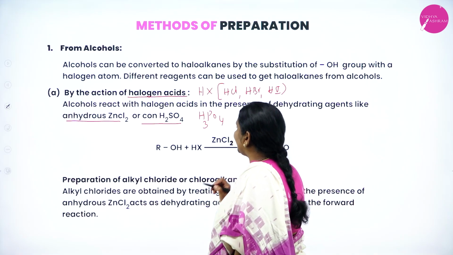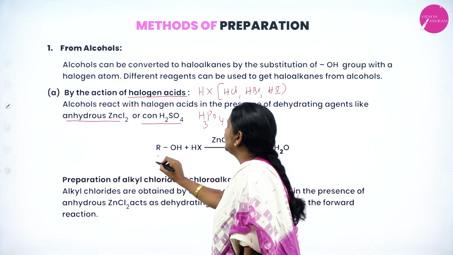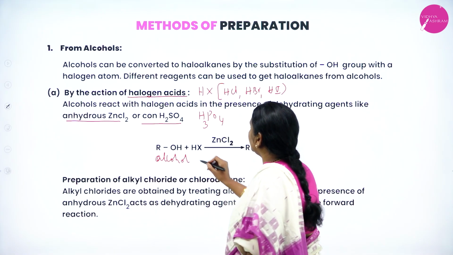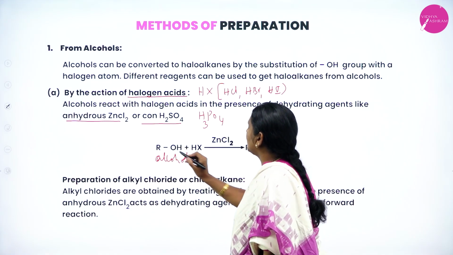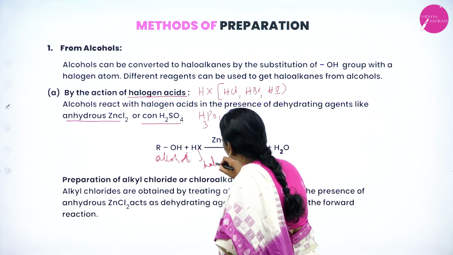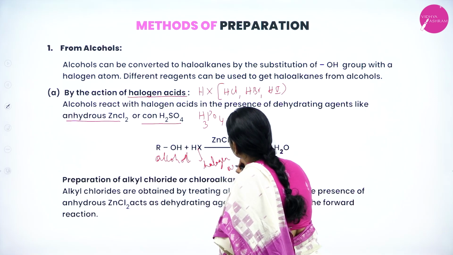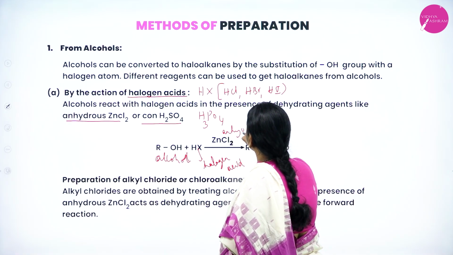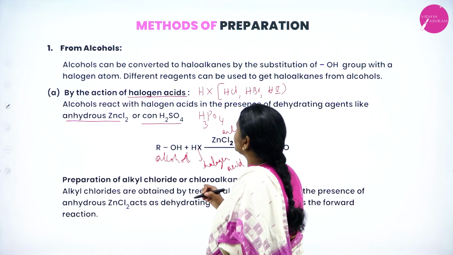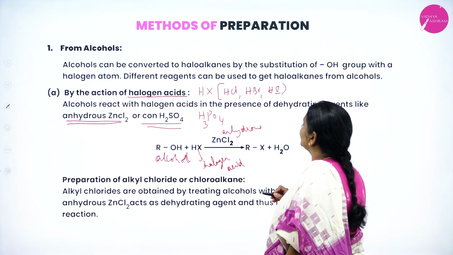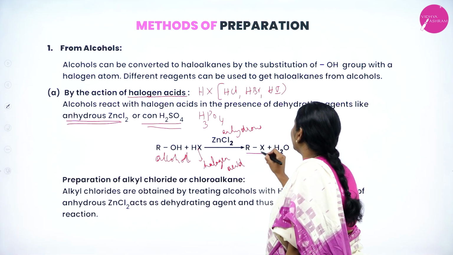Now, take ROH, alcohol. What is the general formula of alcohol? ROH. What's the general formula of halogen acid? It is HX. In the presence of one of three options, anhydrous zinc chloride, concentrated sulfuric acid, or H3PO4, you will get RX.